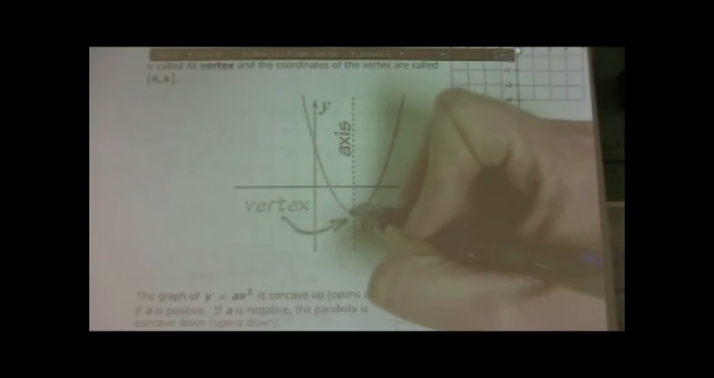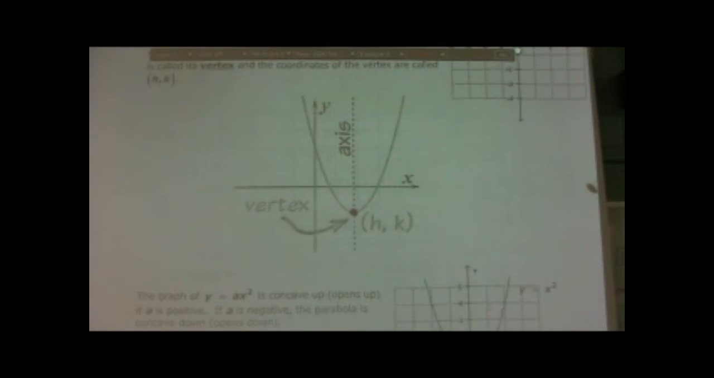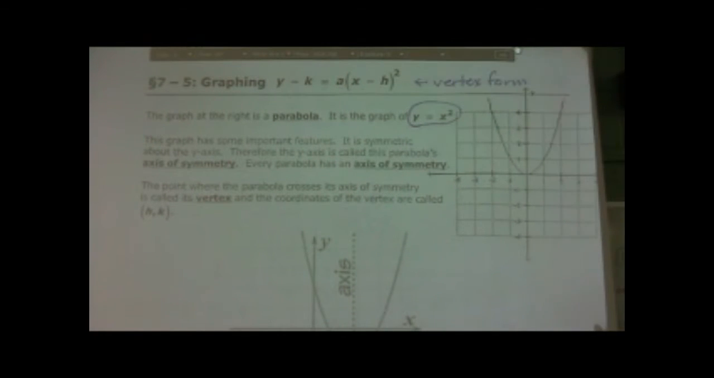All right? The point where the parabola crosses its axis of symmetry is the vertex. That's right here. It's either the lowest point, or if it's upside down, it's the highest point. This is called the vertex. And the coordinates for the vertex are h, k. And those are the h and the k that you have in the vertex form of an equation for a parabola.